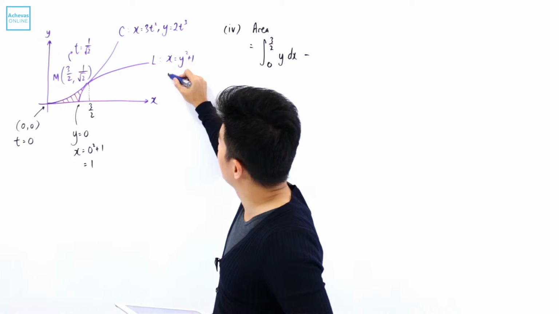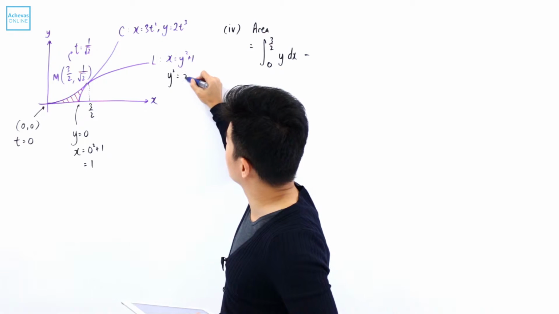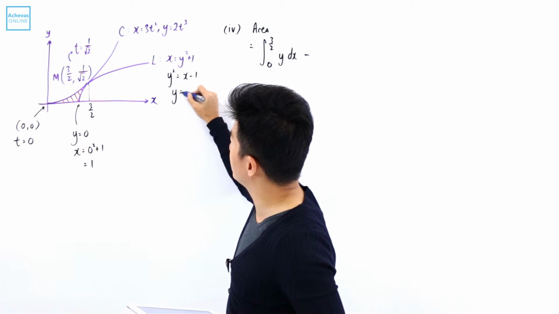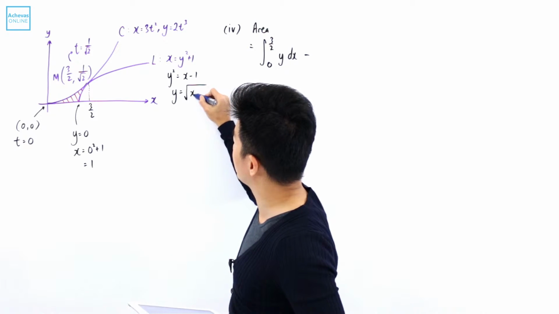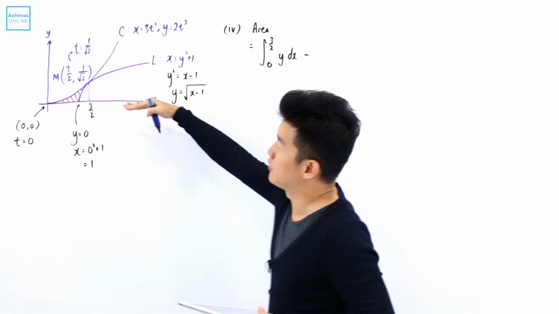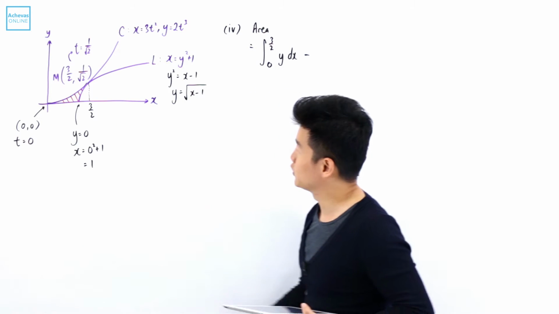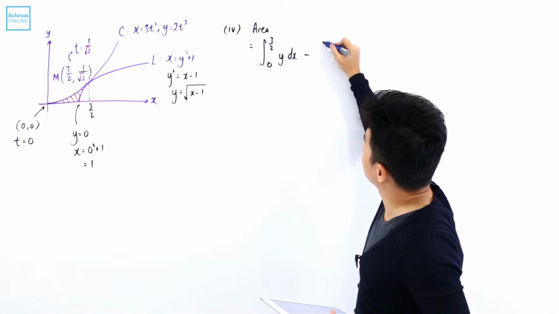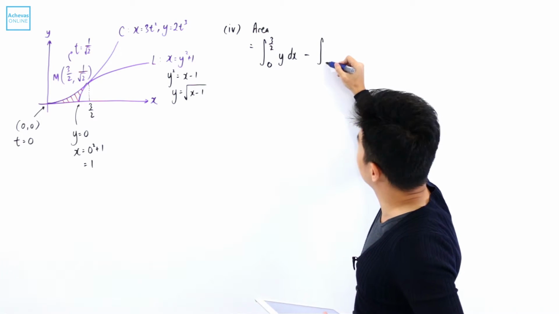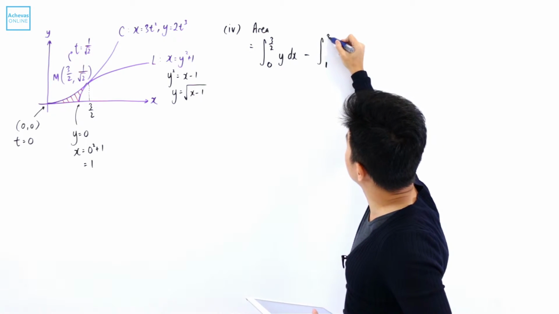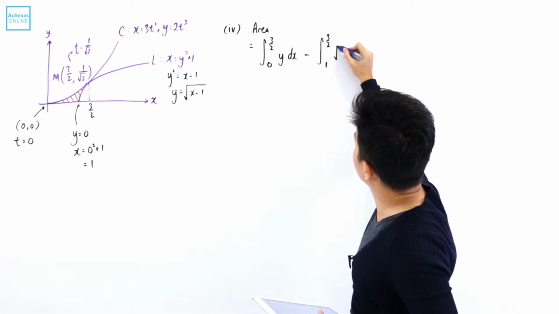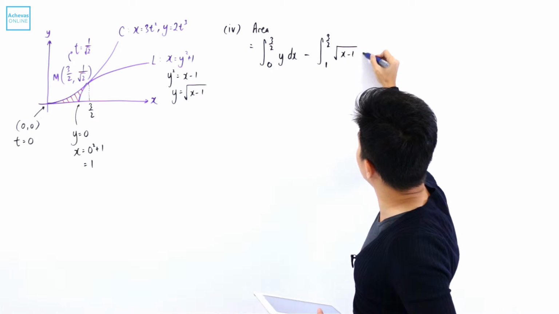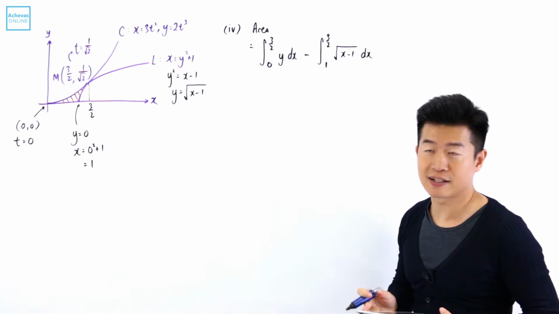For this curve, y squared is going to be equal to x minus 1. So y is going to be positive square root of x minus 1. Positive square root because y is supposed to be bigger or equal to 0. So for that portion, it is going to be integration from 1 all the way until 3 over 2 of square root of x minus 1 dx.